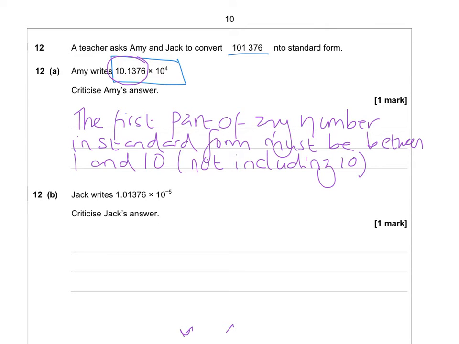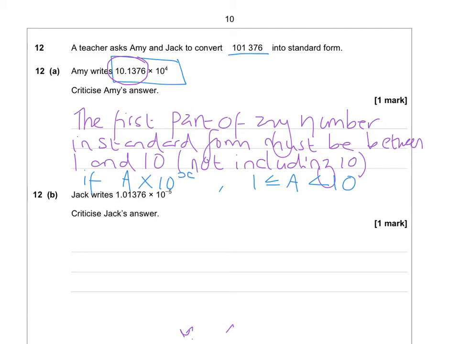We can write this in another way by saying if a times 10 to the x is a number in standard form, then a must be between 1 and 10, but not including 10.